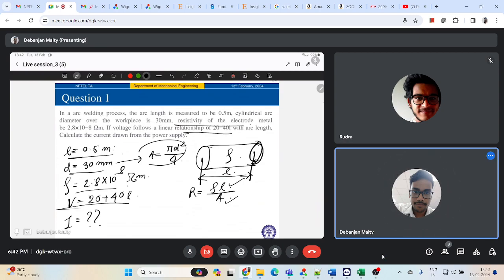And then it says this follows a linear relationship. So at L equal to 0.5 meter, what will be my voltage? So this will be 20 into 40 into 0.5, right? Now if you know the voltage, what will be my current over here? Can you give me a value quickly? I think the concept is not that complicated. It's very straightforward.